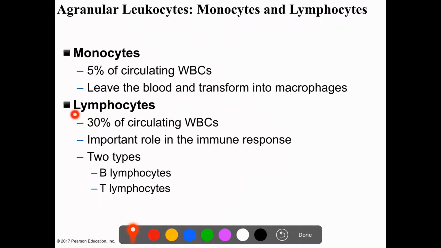And the last group is the lymphocytes. Lymphocytes are around 30%. This is the second largest group after the neutrophils. These are also circulating white blood cells, and they are important in immune response. Think of viral infections, cancer, all such types of diseases. Lymphocytes are responsible for dealing with them, and we have two types, B lymphocytes and T lymphocytes.